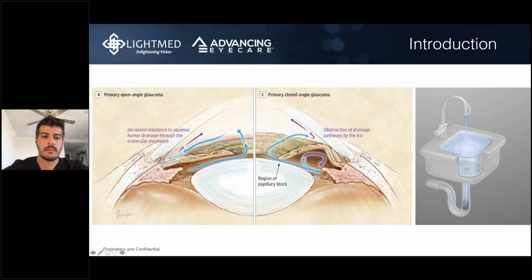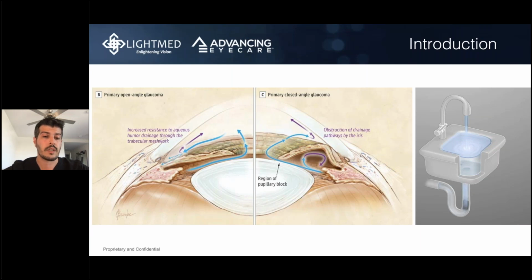The other route is closed angle glaucoma, which means this angle, the angle between the iris and the cornea, is closed, so the aqueous humor cannot even reach the trabecular meshwork. So that's a completely different problem. Again, we all know that primary open angle glaucoma tends to be a lot more common, at least in America, both Northern and Southern America.